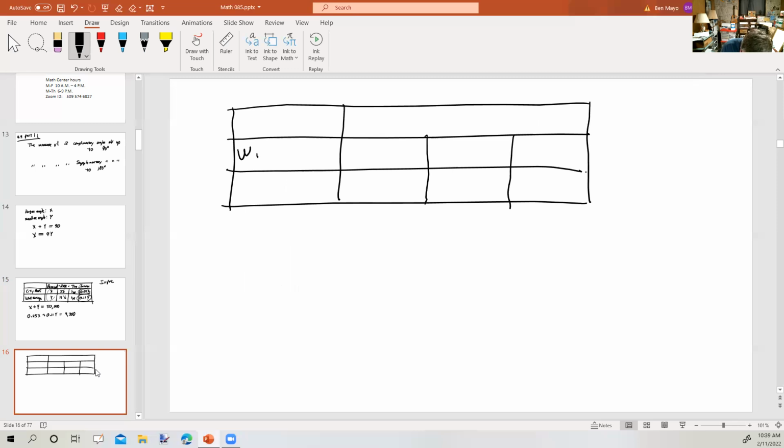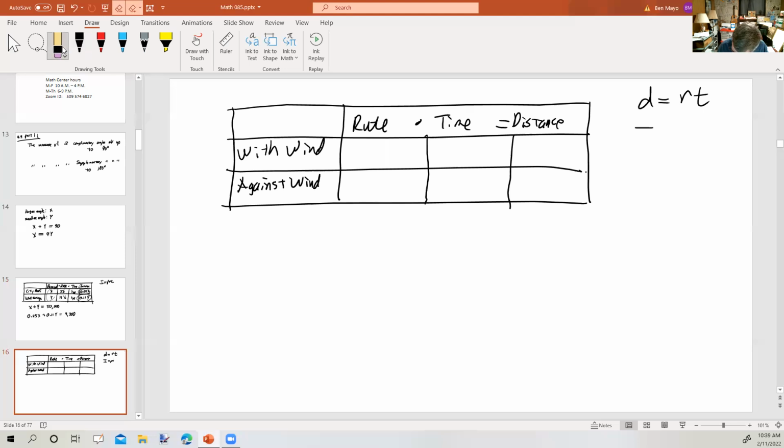We have, it says, with wind and against wind. It says rate times time equals distance. So we've got that distance equals rate times time formula. One of the things that annoys me, and it's just a personal thing, is that I'm used to using the formula D equals RT. They have it backwards. I'm used to using I equals PRT. They put it backwards. It doesn't really matter. It just annoys me.